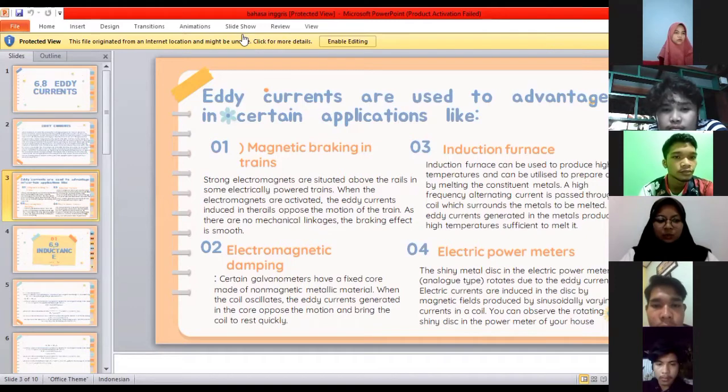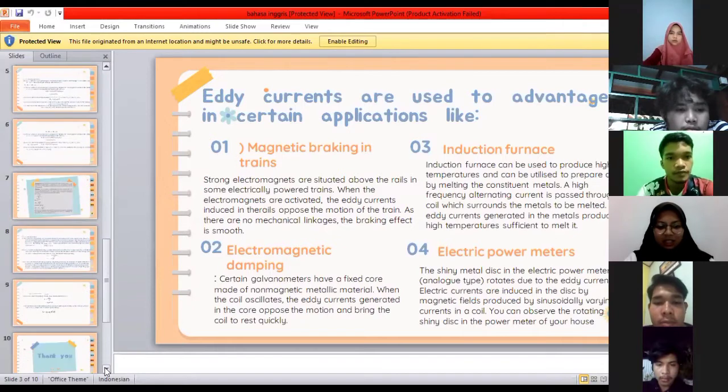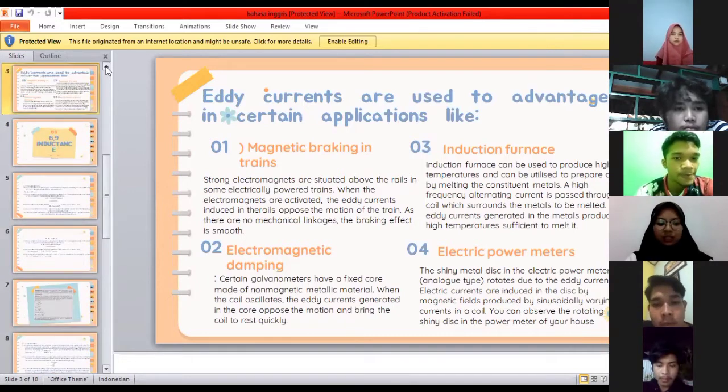2. Electromagnetic damping. Certain galvanometers have a fixed core made of a non-magnetic metallic material. When the coil oscillates, the eddy currents generated in the core bring the coil to rest quickly.